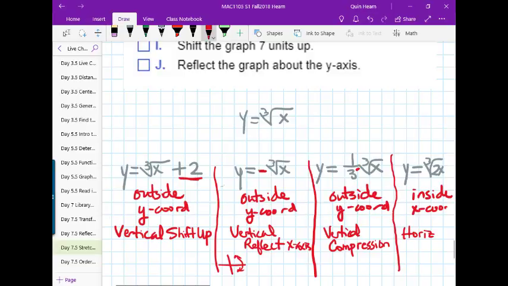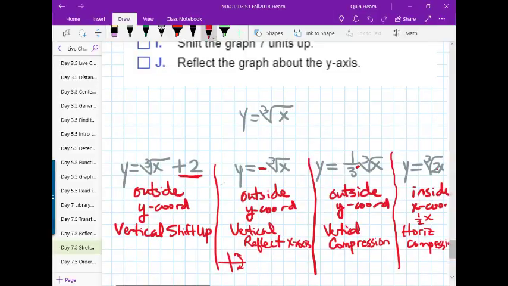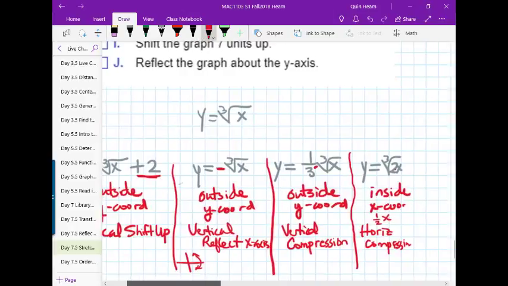And then lastly, y equals the cubed root of 2x. We already decided it's a horizontal change because the number's inside the root. We're multiplying x by 2, which means, remember, when we do things inside the function, it has the opposite effect. So multiplying by 2 really divides each x-coordinate by 2, or takes 1/2 of each x-coordinate. So that is a horizontal compression. It would have been a horizontal stretch if it had been a fraction.